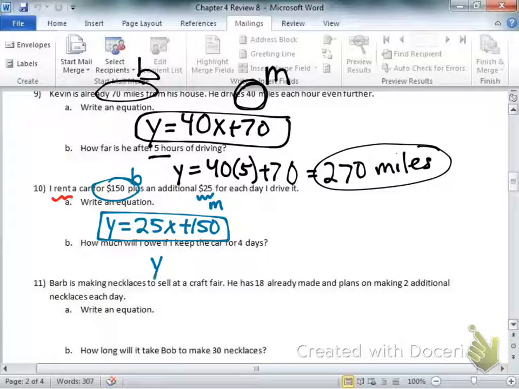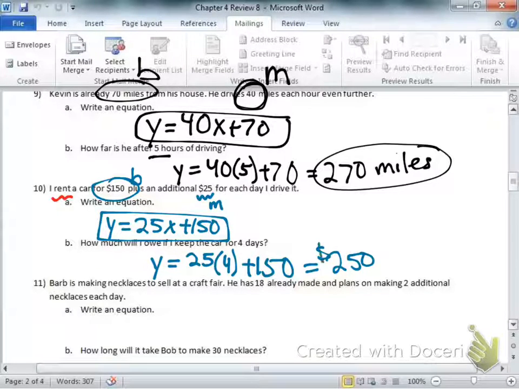Alright, and then in this problem they're keeping the car for 4 days, so that's going to go in for your X. That's going to be 25 times 4, that's 100, plus 150 is 250, and we're talking about dollars here, so $250.